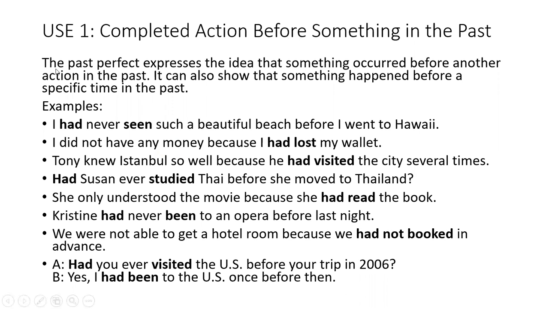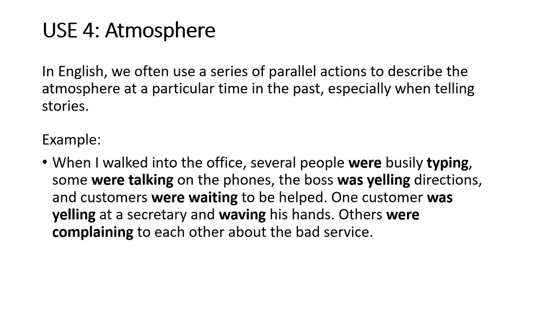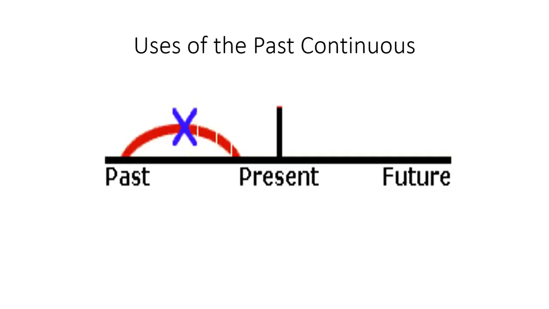Let's read. The past perfect expresses the idea that something occurred before another action in the past. It can also show that something happened before a specific time in the past. So, if I may take you back to the graph that we studied before.